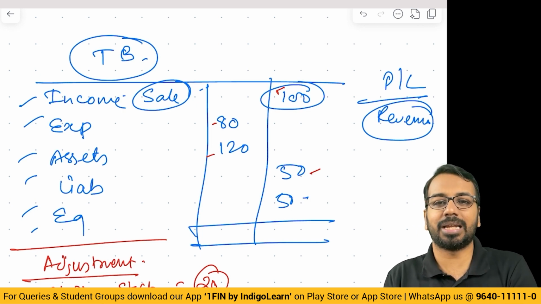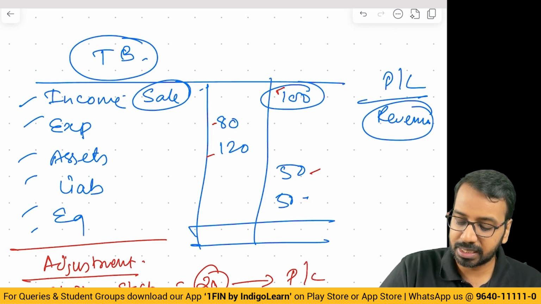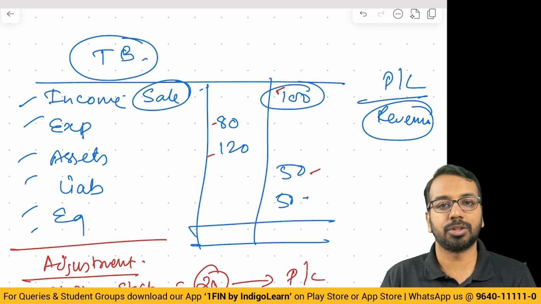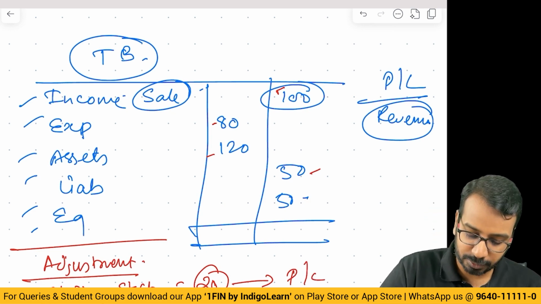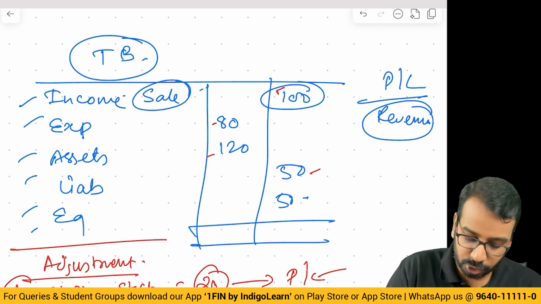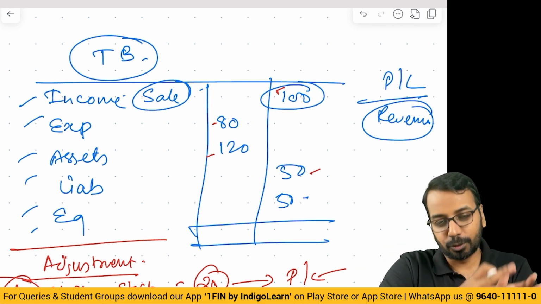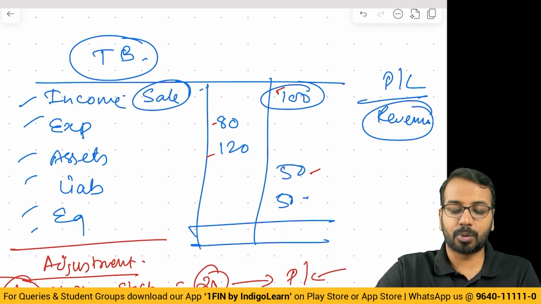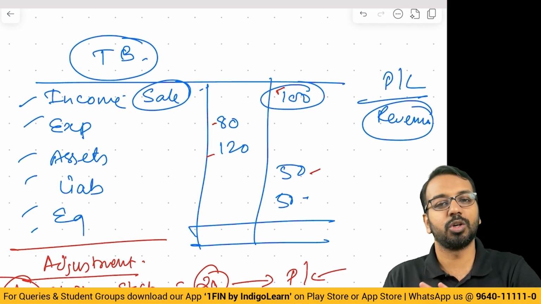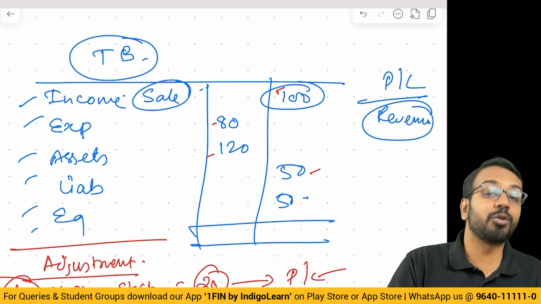But 90% of the time what you get is closing stock. Once you will have an impact in P&L, second you have to show it in the balance sheet. So for adjustments, once you post it in the P&L, put one tick. Once you post it in the balance sheet, put another tick. So this will ensure that you have taken care of all the adjustments. Okay. After you spread the numbers properly in the financial statements, your work will be done. It will definitely tally even if you make computation mistakes.